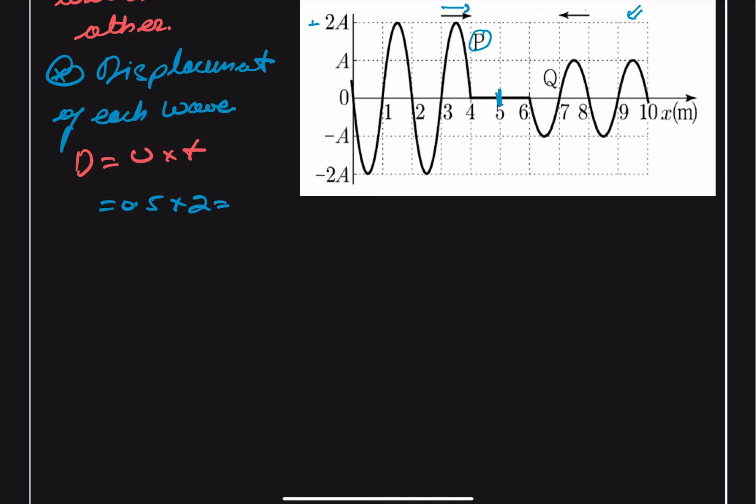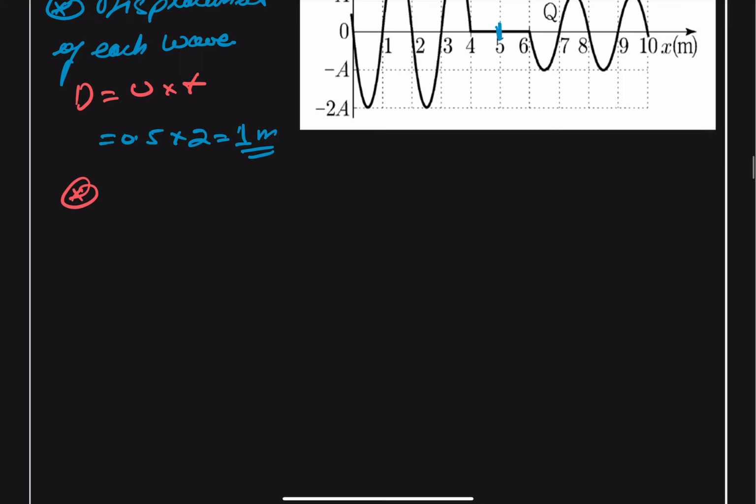So it means at t equal to 2 seconds, both waves will meet at x equal to 5 meter, because each distance that we traveled in 2 seconds will be 1 meter. So both waves, both P and Q, will be traveling towards each other by a distance of 1 meter. So from here we can draw a conclusion, that means at t equal to 2 seconds, both waves meet at x equal to 5 meters.